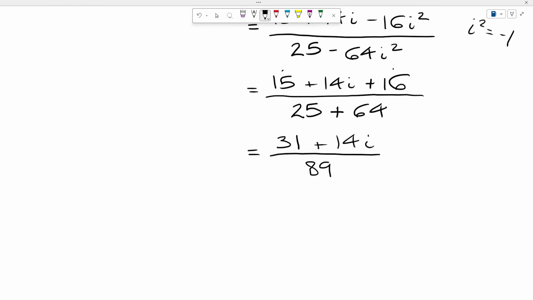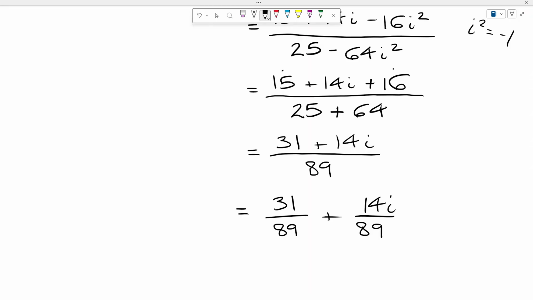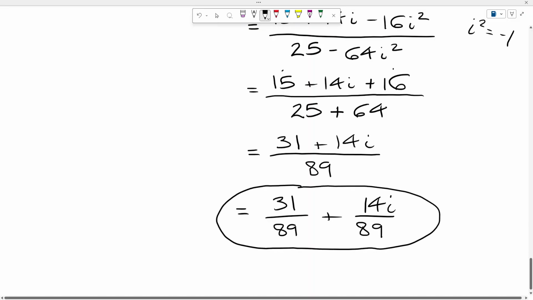And then like we did before, if we wanted to take it one step further, we can break up the fraction. We have 89 on the bottom, we're adding, so we have 31, and then we have 14i. And this time we didn't have to switch, we're already in standard form order, a plus bi. Neither of these will be able to simplify down any further. So it looks like this will be our final answer this time: 31 over 89 plus 14i over 89.